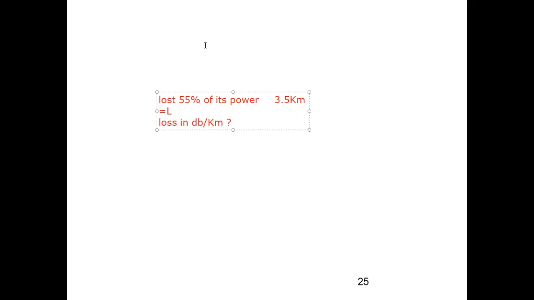Suppose my input power is P in, and while traveling I lose 55% of it, so only 45% of the input power reaches the output. Please all of you listen to what I am saying. The formula is very simple, but the interpretation and those small scenarios that are given are important. It is a 5 marks question, so do not finish it in one step. Suppose input power is equal to P in.